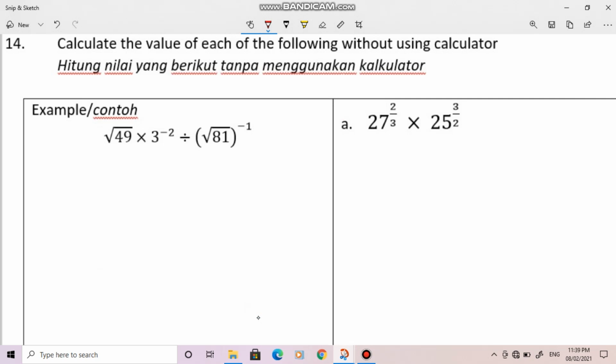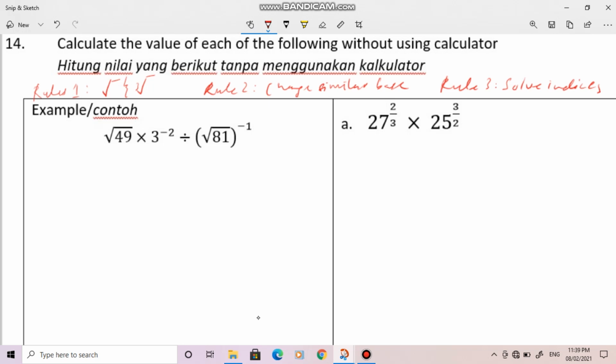Okay, so before that, rule number 1. To solve this question, you must solve for the square root and the cube roots first. Rule number 2, you must change the terms to the similar base. And rule number 3, you must solve the indices.